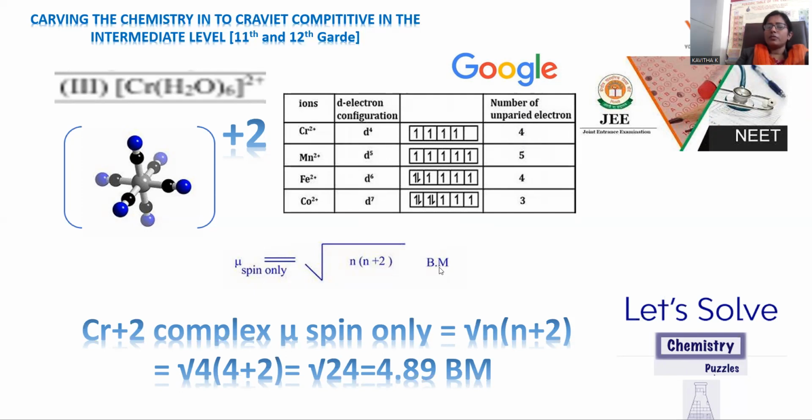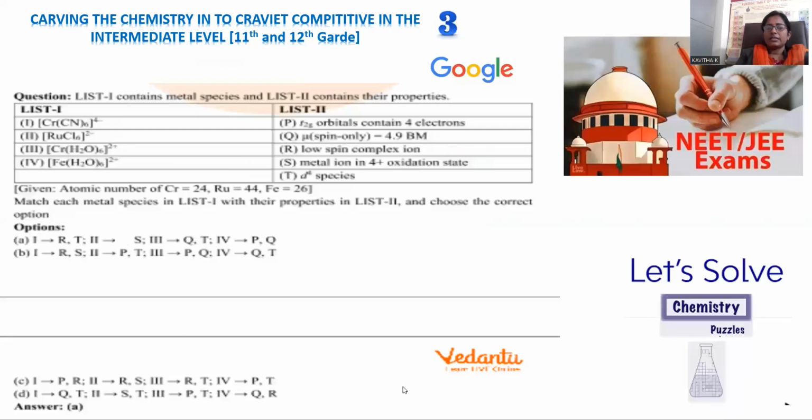And Bm denotes what? Bohr magnetons. Always this magnetic moment is denoted in Bohr magnetons, and the spin only value formula will be under root n into n plus 2, right? So here the chromium plus 2 complex was taken. So we have 4 unpaired electrons. N can be substituted with the value 4, so root of 4 into 4 plus 2 can be taken. Root of 4 into 4 plus 2 is root of 24. Root of 24, if you go for the logarithm, root value calculation, it will be taken as 4.89 Bohr magnetons. 4.89 Bohr magnetons. What they are saying, let's see.